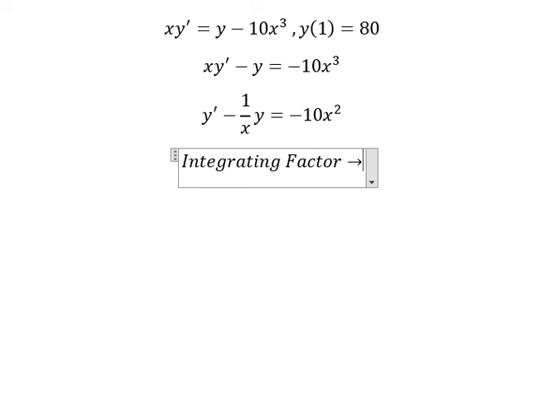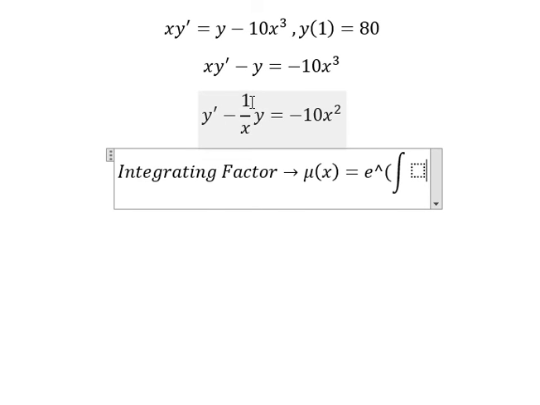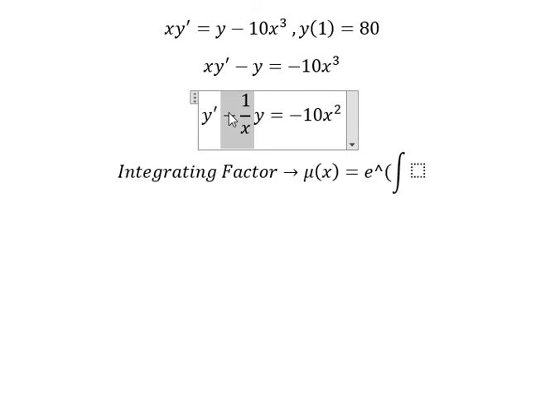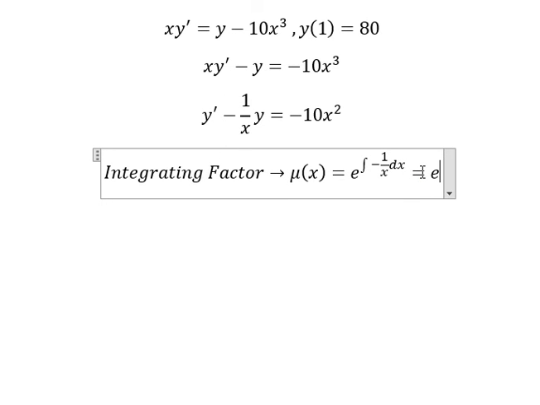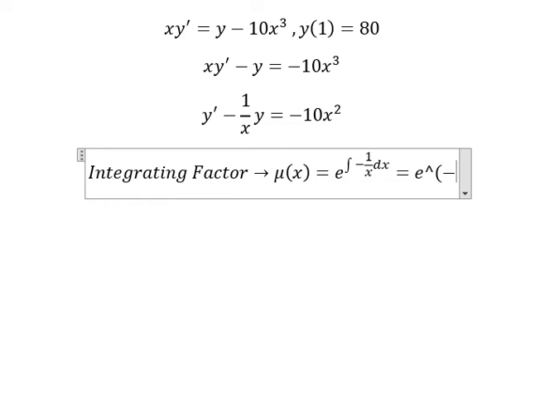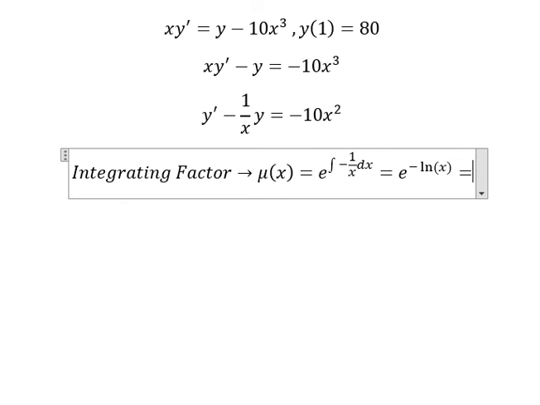So, I need to find mu of s equals e to the power of the integration. We see that negative 1 over s is the integrating factor, so we put it in here. The integration of 1 over s, you get ln of s. Later, we put the negative inside the natural log.